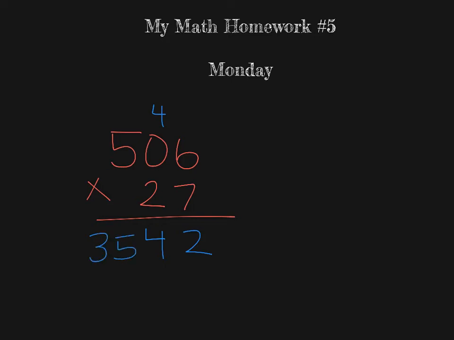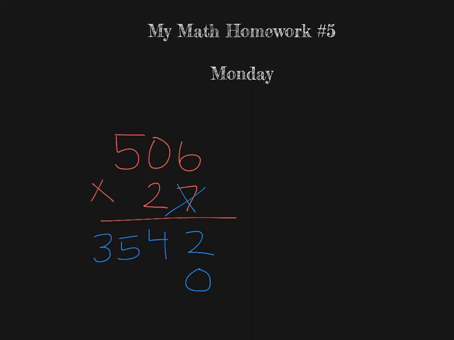I'm now going to erase the 4 up top. I'm going to cross out the 7. Let me fully erase that number up top. There we go. And we add a 0. That's our place value holder.